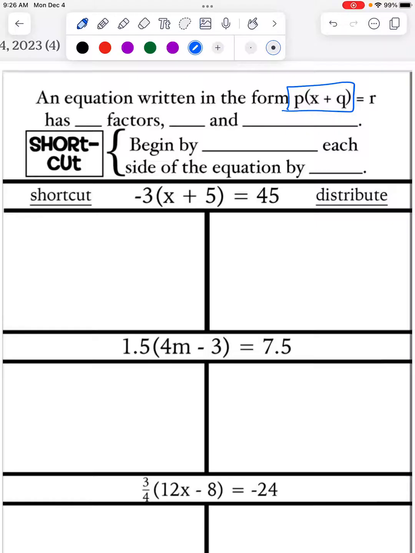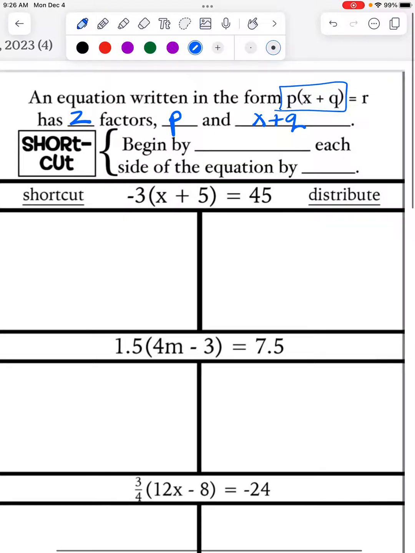So if you see an equation written like that, it has two factors: the p, the number sitting outside the parentheses, and the sum, or the quantity inside the parentheses. So you could just distribute straight through and then solve it, or you can do a shortcut. Let's try the distributive property method first.